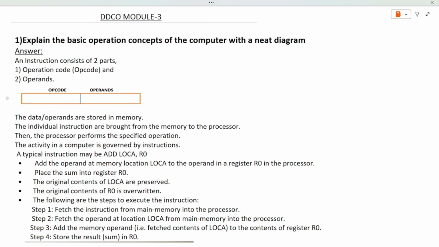Now let's discuss Module 3. First, let's see what they have given, without further delay. Okay, explain the basic operation concepts of the computer with a neat diagram. This is one of the most repeated concepts.